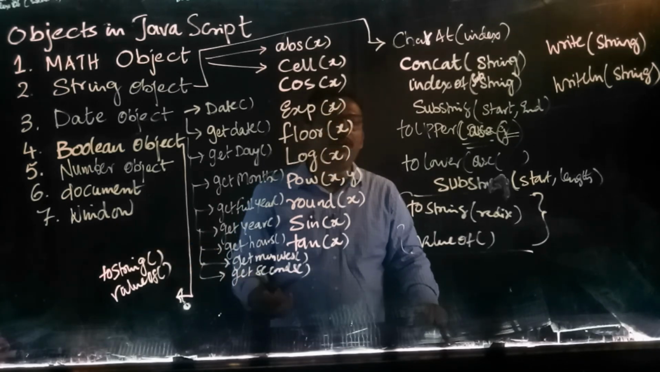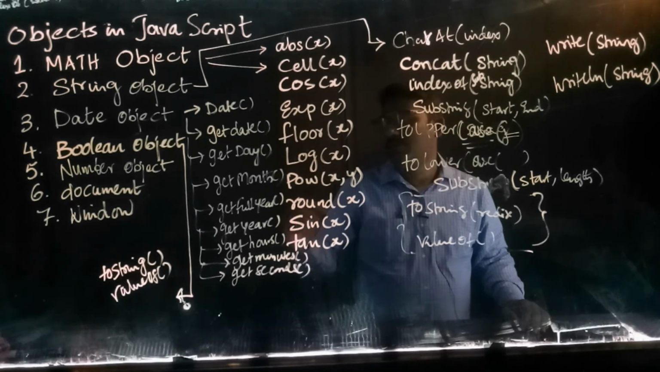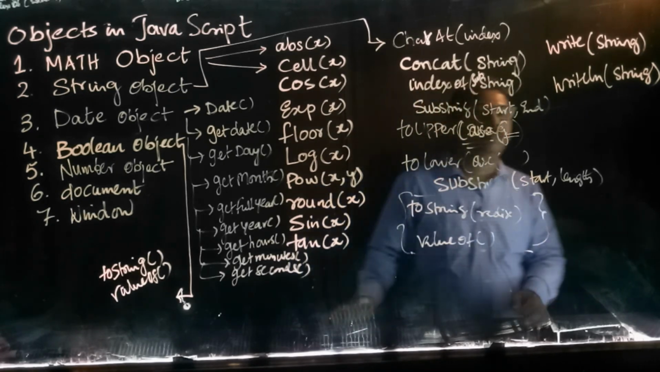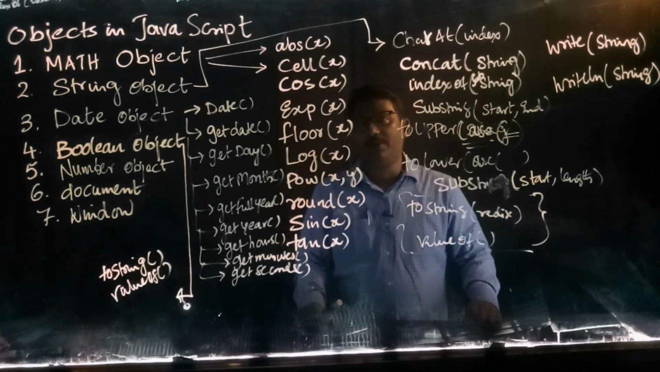The final one is the window object. By using the window object, we can do the window-related operations. So these are the different objects which are available in JavaScript. Hope you understood the concept well.